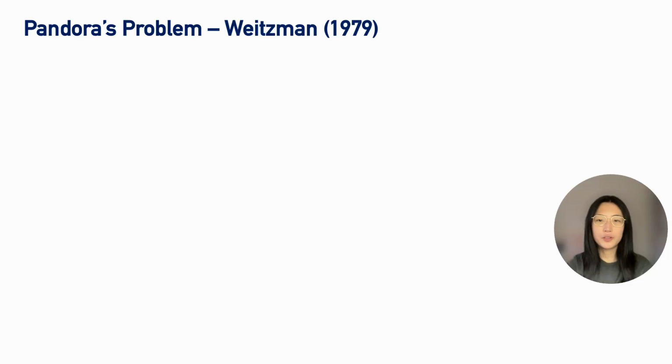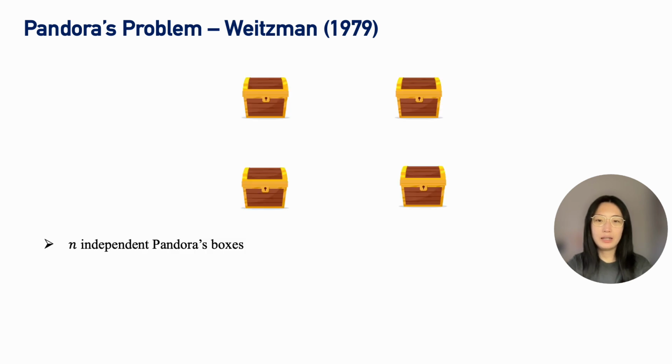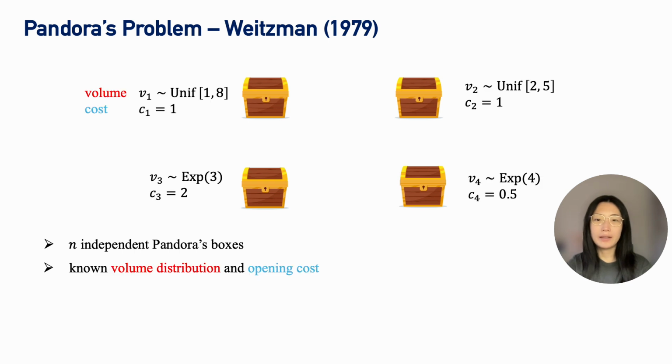Pandora's problem was originally proposed by Weitzman in 1979. There are n independent Pandora's boxes, each associated with a volume and an opening cost. The exact value of the opening cost and the distribution of the volumes are given ahead. Please note that in the very classic version, the distributions of the volumes are independent. And in each round, you have two choices.